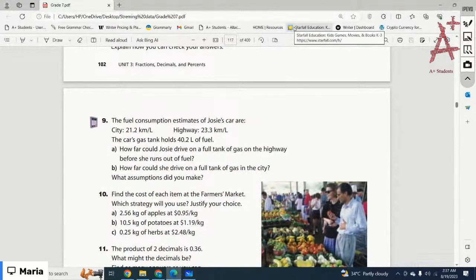Okay, the next one is: find the cost of each item in the farmer's market. Which strategy will you use? Justify your choice. 2.56 kg of apples at 0.95 per kg, 10.5 kg of potatoes at 1.19 per kg, and 0.25 kg of herbs at 2.48 per kg. Basically, you have to multiply the price per kg with the amount you needed, right? You needed 2.56 kg of apples. The price of 1 kg is 0.95. So you have to multiply 2.56 times 0.95, right?